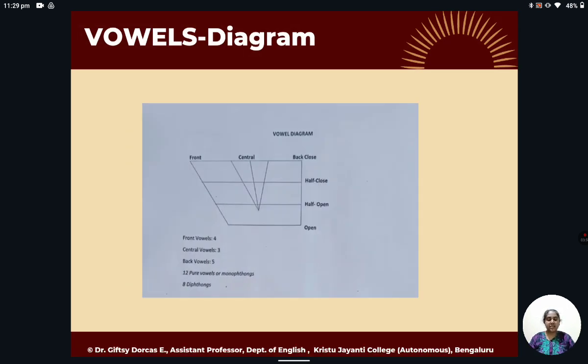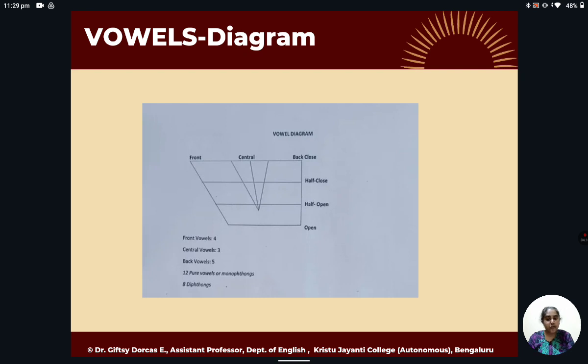The vowel diagram is used to represent which part of the tongue is used, and how close, whether it's close, half open, or open position. All that is plotted on the vowel diagram. So this is how the vowel diagram is represented.